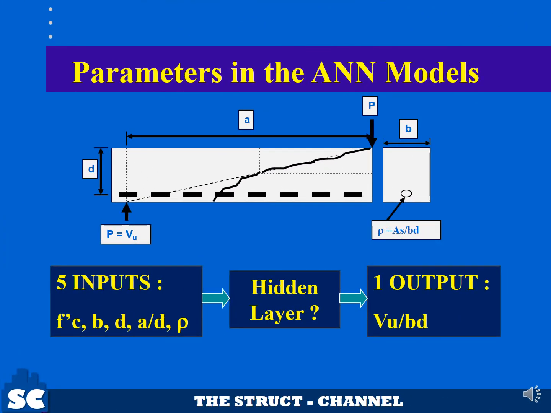The parameters used in the ANN model for diagonal tension failure are shown in this slide. There are 5 inputs in the model: the compressive strength of the concrete, the width of the beam, the depth of the beam, the a over d ratio, the distance of the load to the edge, and the amount of longitudinal steel. The output is the shear stress, which is the failure shear divided by the dimension of the beam.